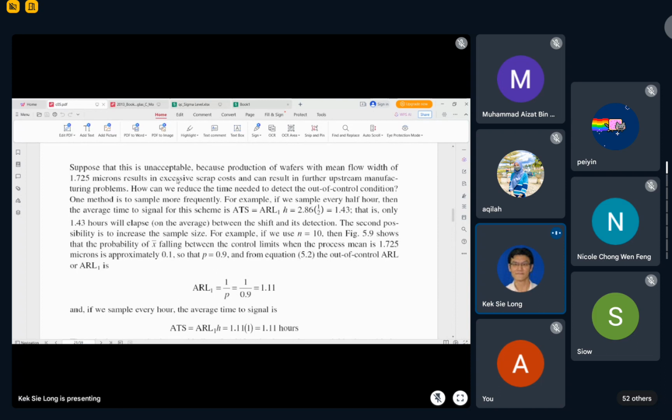One method is to sample more frequently. Okay, let's see an example. For example, if we sample every half an hour, so the gap is 30 minutes, we take the sample. Then the average time to signal for this scheme is ATS equal to ARL1 times h. So it's 2.86 divided by 2, which is 1.43.